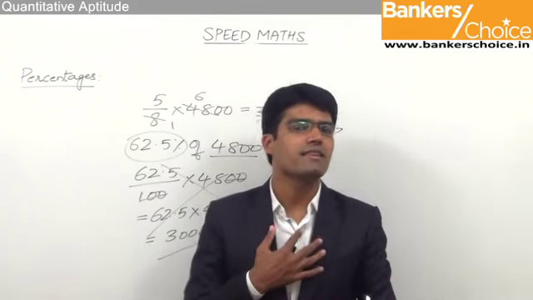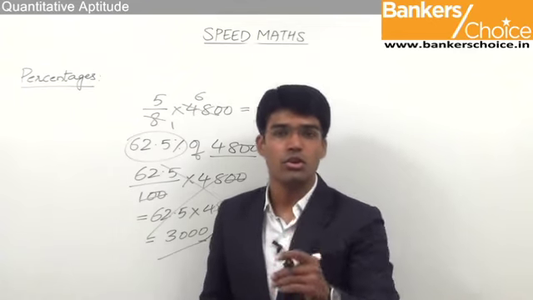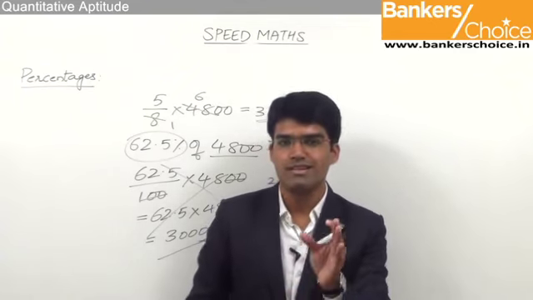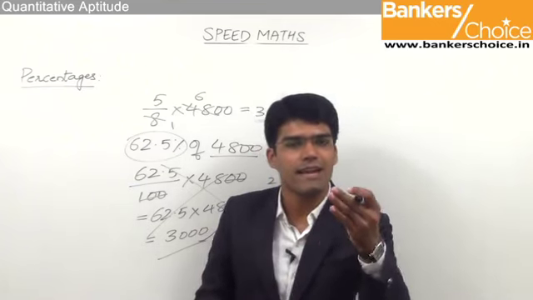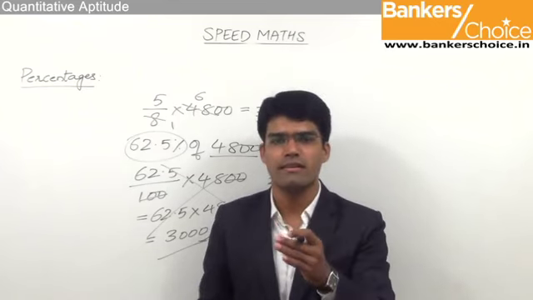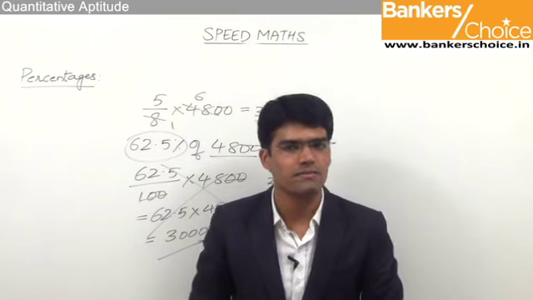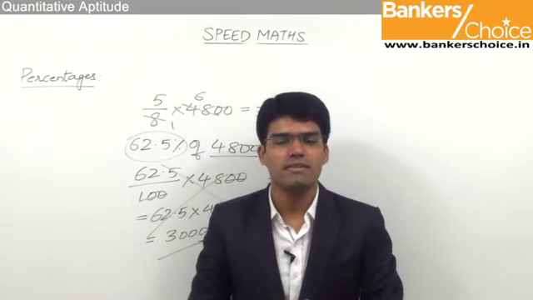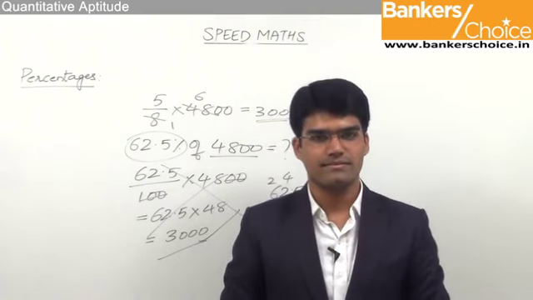Now can you tell me what is 62.5% of 1600? Just try to do this and make sure you don't put pen on paper. 62.5% of 1600. That will be 5 by 8 into 1600. 1600 by 8 is 200 into 5 is 1000. I hope you all got the answer as 1000. So this is how calculations on percentage will become simple if you know what percentage is equal to what fraction.